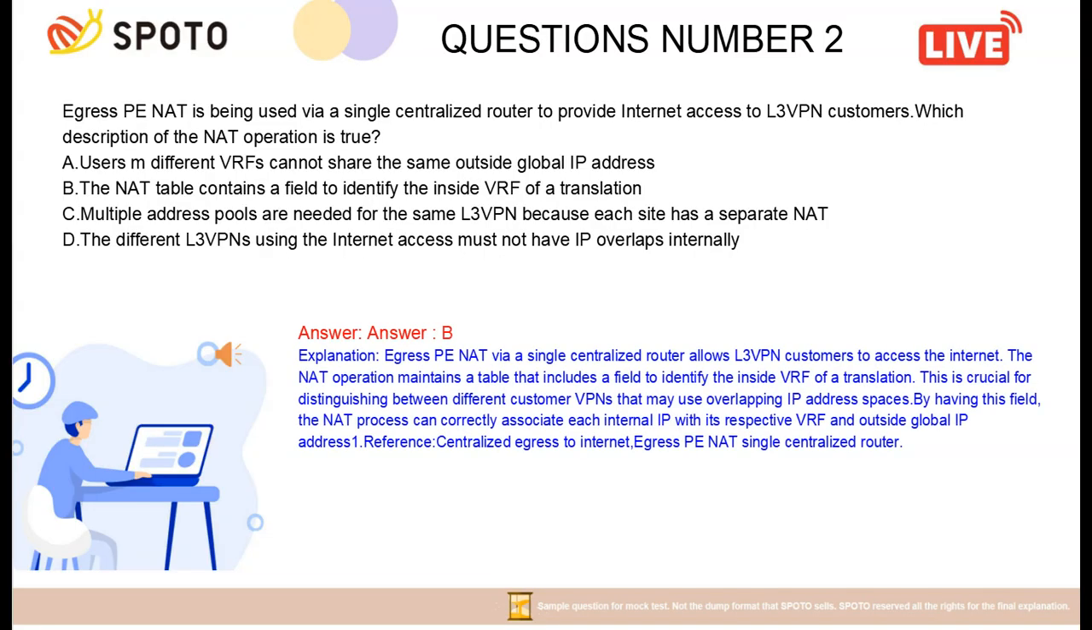Answer, B. Egress PE-NAT via a single centralized router allows L3 VPN customers to access the internet. The NAT operation maintains a table that includes a field to identify the inside VRF of a translation. This is crucial for distinguishing between different customer VPNs that may use overlapping IP address spaces. By having this field, the NAT process can correctly associate each internal IP with its respective VRF and outside global IP address.